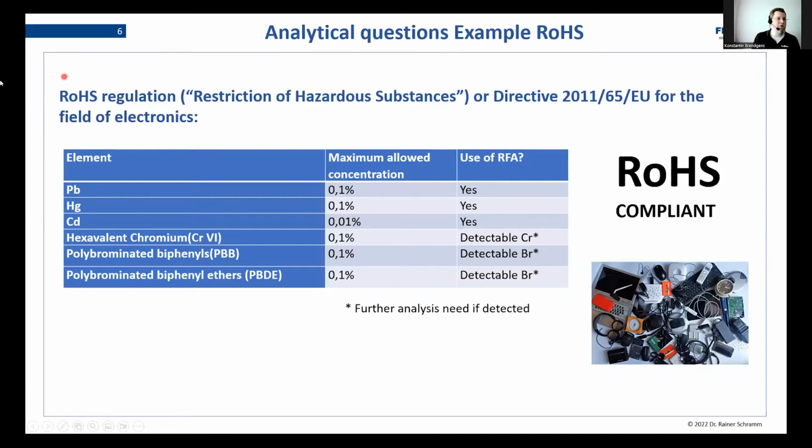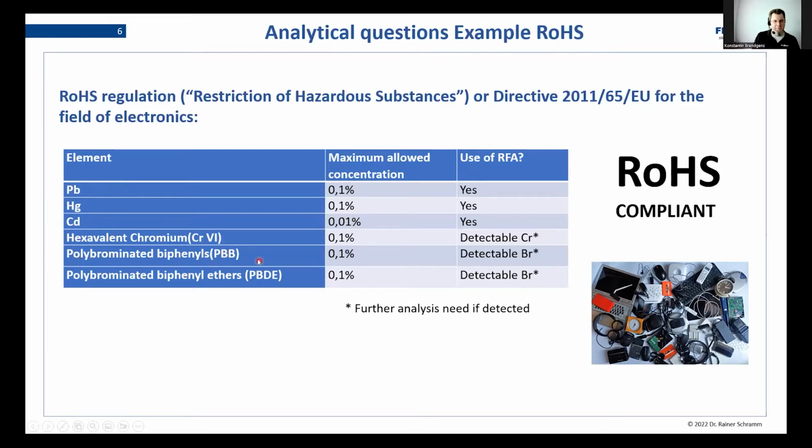The RoHS regulation, RoHS being short for restriction of hazardous substances. That's the one in EU terms. This one applies to electronics in the wide sense. So your mobile phone, your watch, all the electronics we use nowadays have certain limitations on these elements in our table here. You can see we have lead, mercury, cadmium. There is also chrome 6 and some bromides.